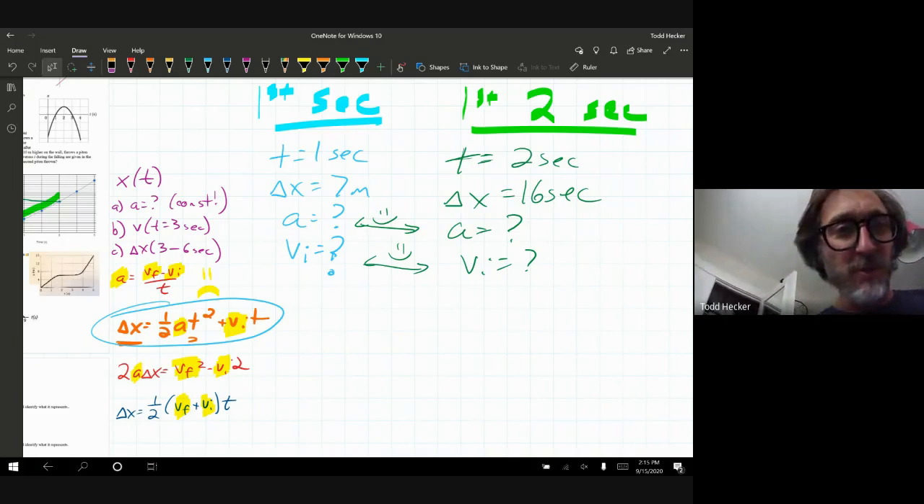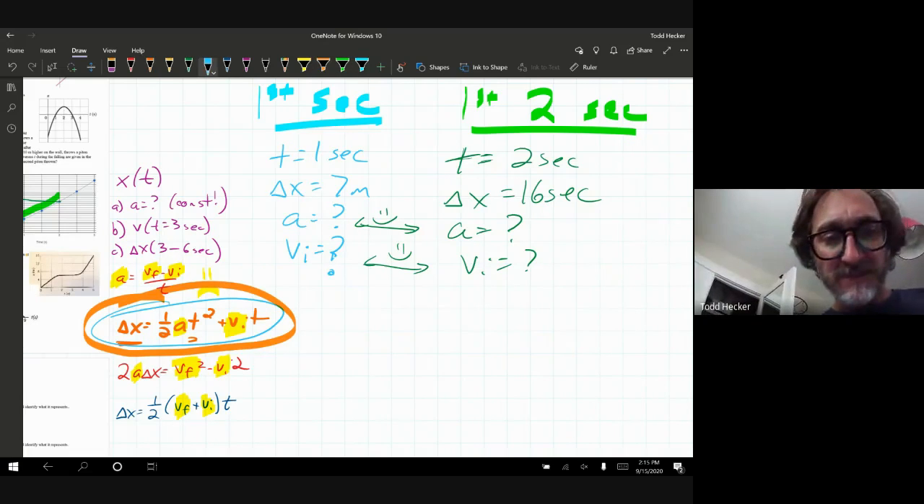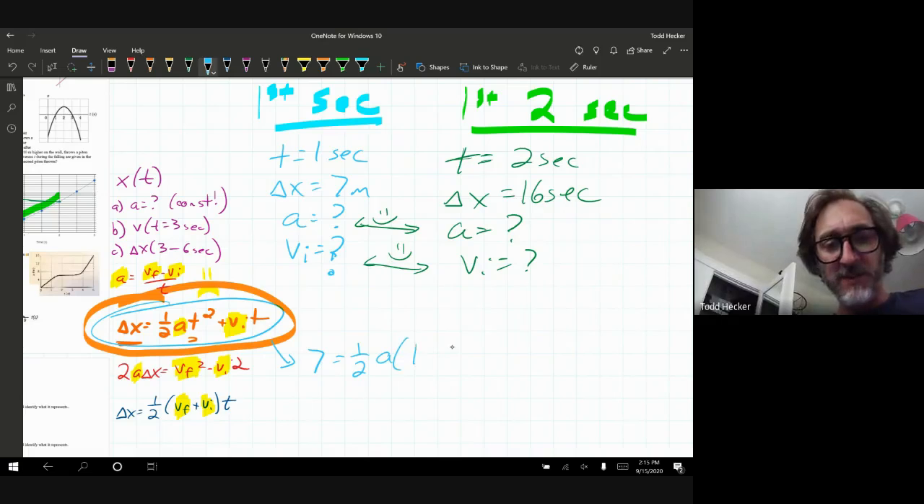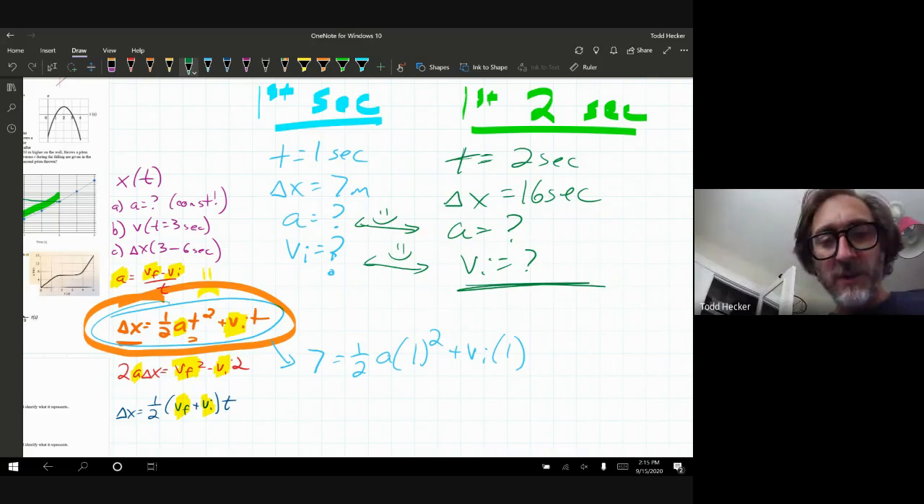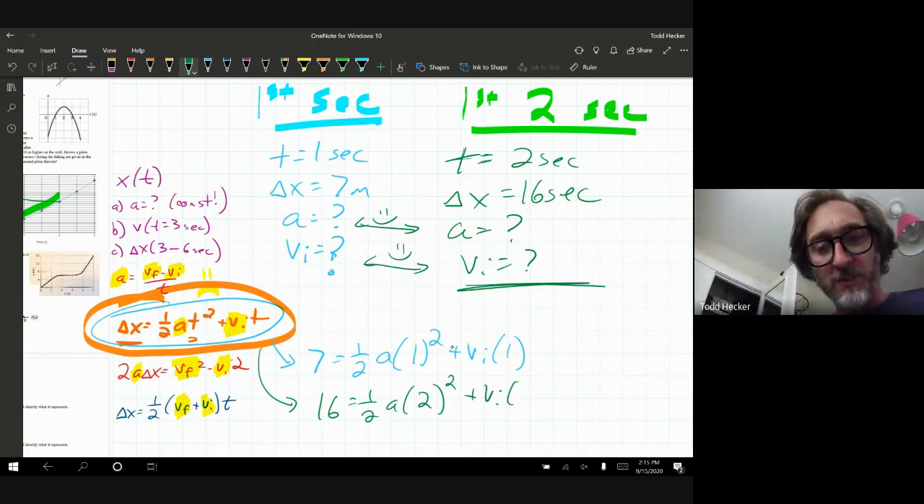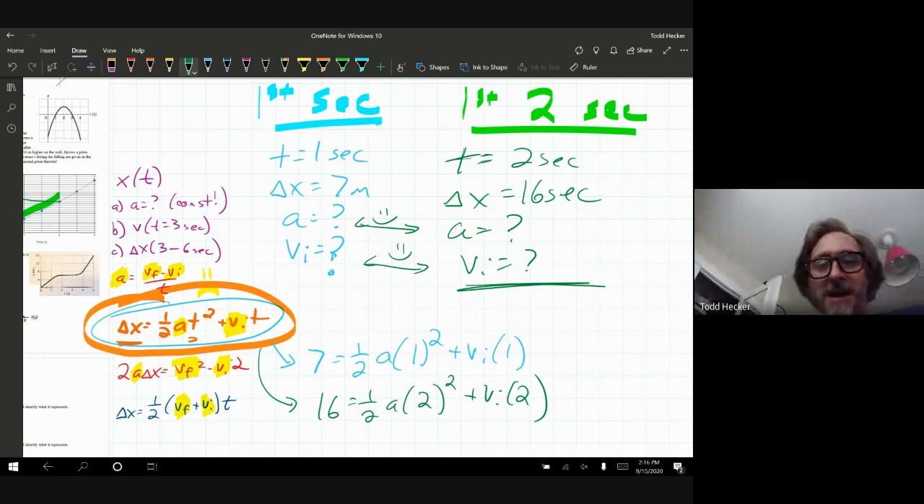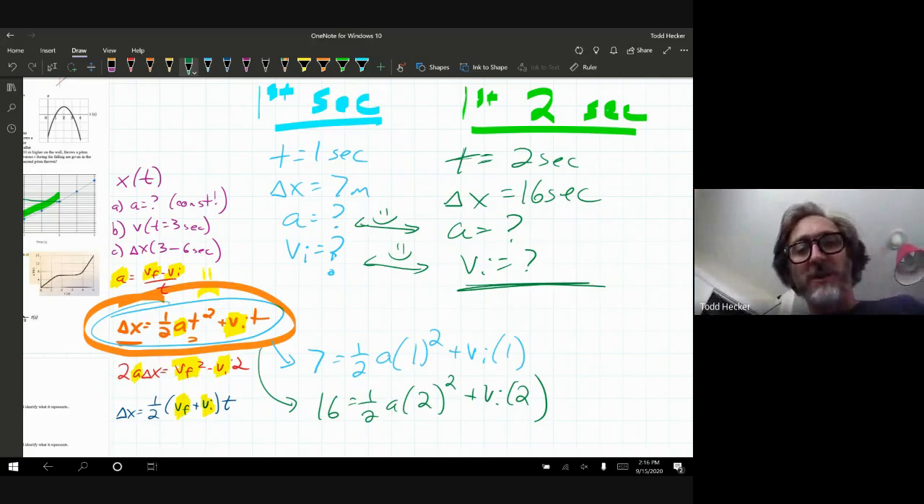So now what I'm going to do is I'm going to use this equation here and plug in my numbers, okay? So for the blue one, I'm going to get displacement equals 1/2 a times t squared plus vi times t. And for the green time interval, I'm going to get 16 equals 1/2 a times 2 squared plus vi times 2. Aha, and now I have two equations and two unknowns, and so I can solve it.